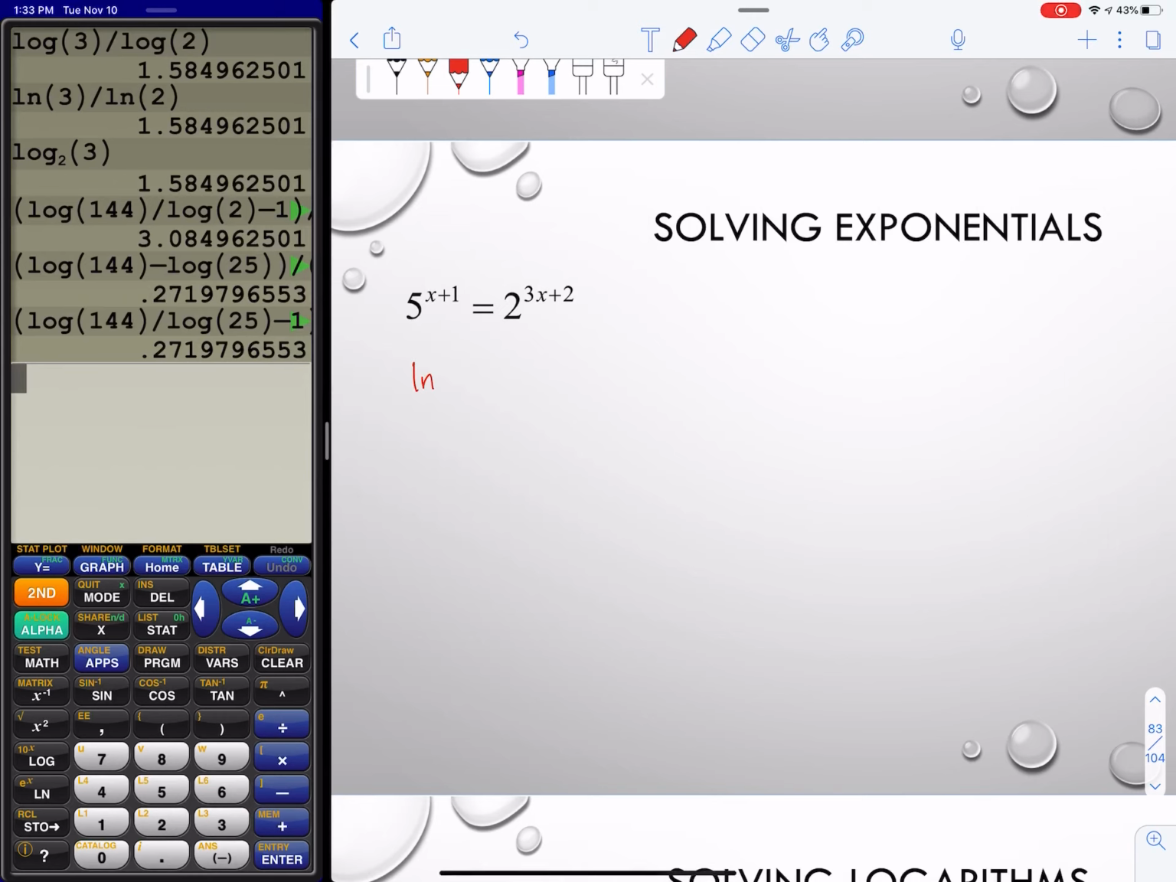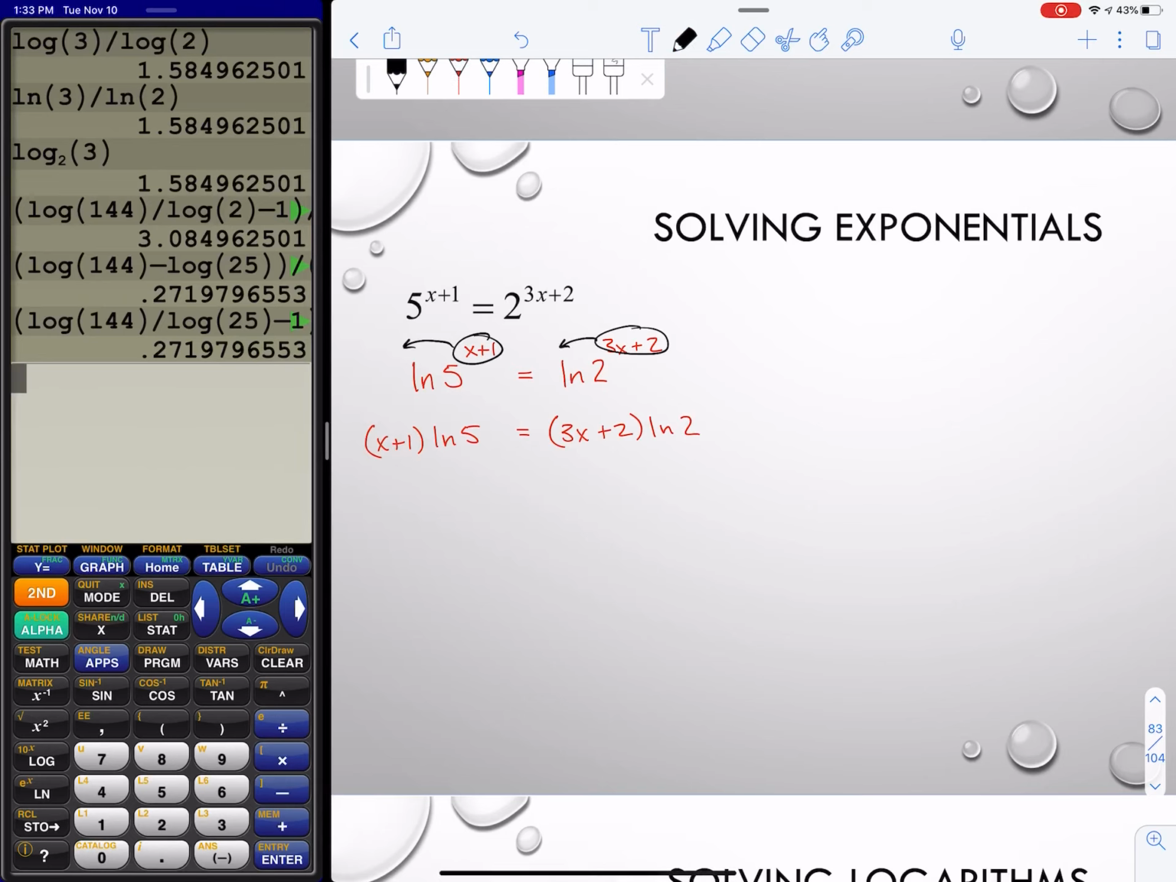So when I take a natural log, I'm going to have natural log of 5 to the x plus 1 power equals the natural log of 2 to the 3x plus 2 power. Now at this point, I'm going to bring both of my exponents down in front. And again, it's the entire exponent, so I need parentheses. So I'm going to have x plus 1 times natural log of 5 equals 3x plus 2 times the natural log of 2.